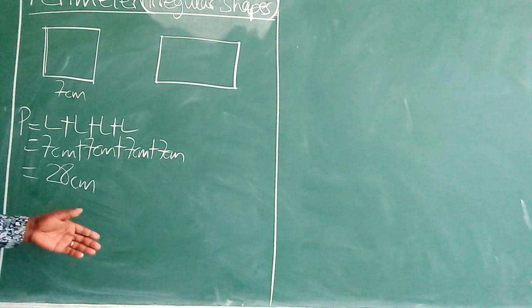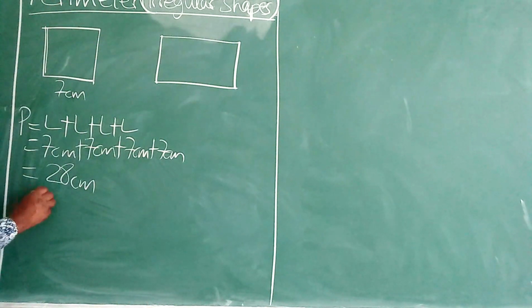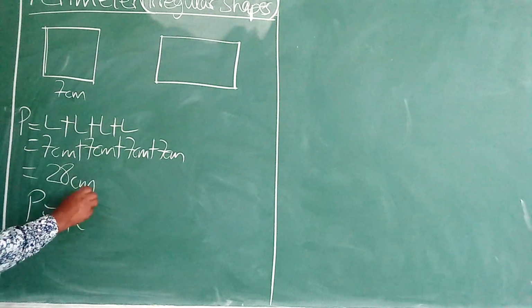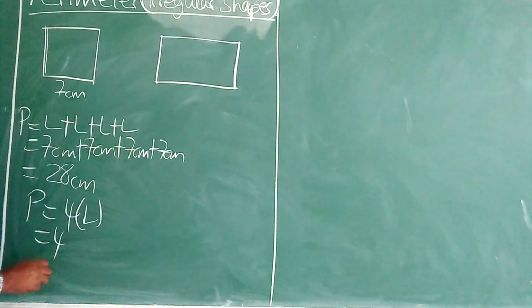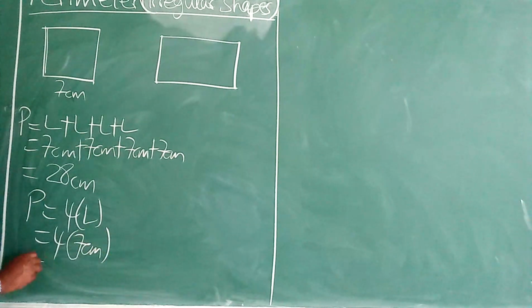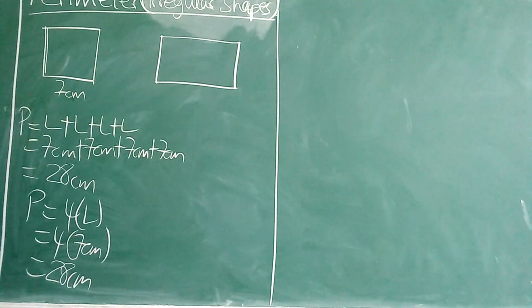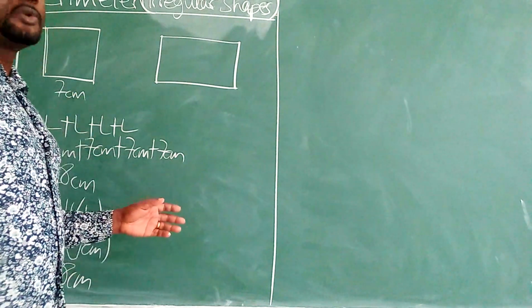If you want to use the other method, you can write P equals 4L. So you write 4 into brackets 7 centimeters, and then 4 times 7 is 28 centimeters. So this is what we did the other day.